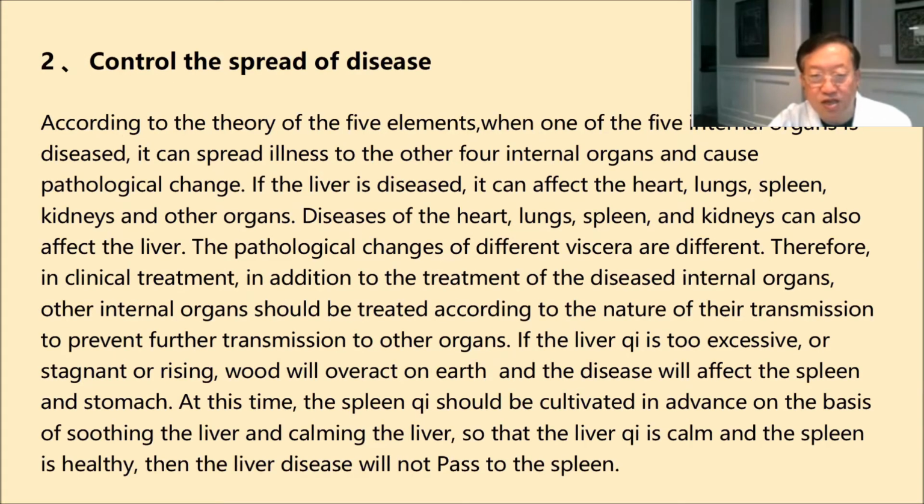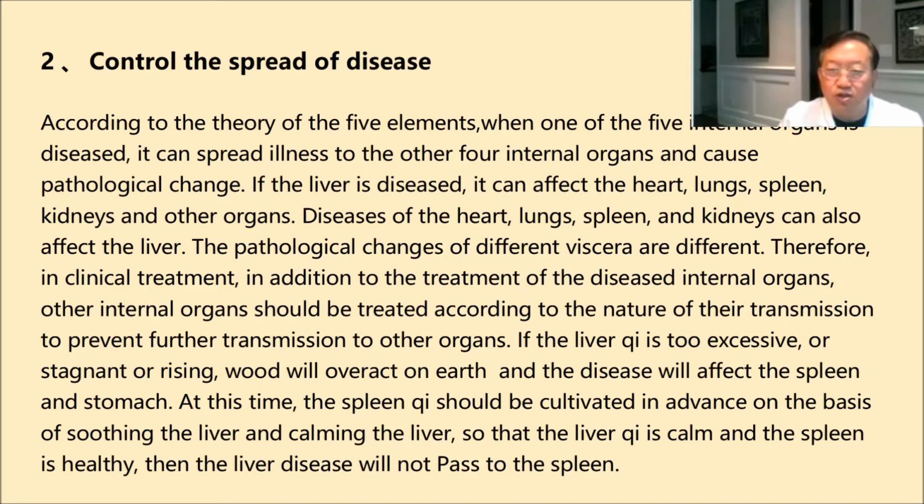Control the spread of disease. According to the theory of the five elements, when one of the five internal organs is diseased, it can spread illness to the other four internal organs and cause pathological change. If the liver is diseased, it can affect the heart, lungs, spleen, kidneys, and other organs. Disease of the heart, lungs, spleen, and kidney can also affect the liver. The pathological changes of different viscera are different. Therefore, in clinical treatment, in addition to treating the diseased internal organs, other internal organs should also be treated according to the nature of their transmission to prevent further transmission to other organs.